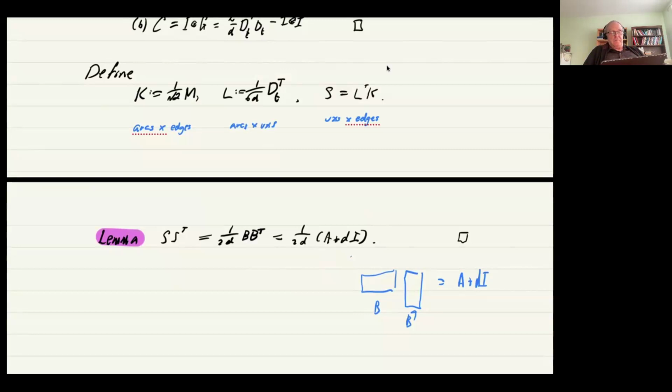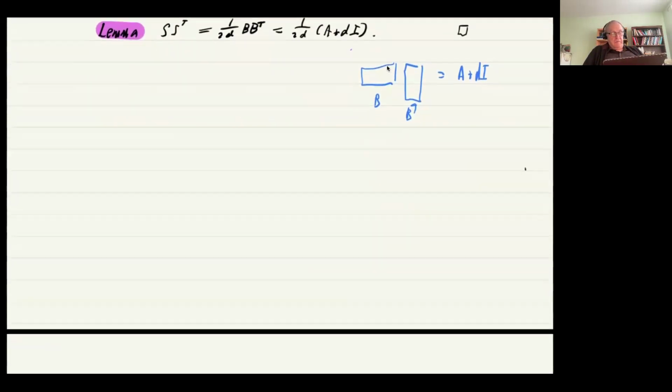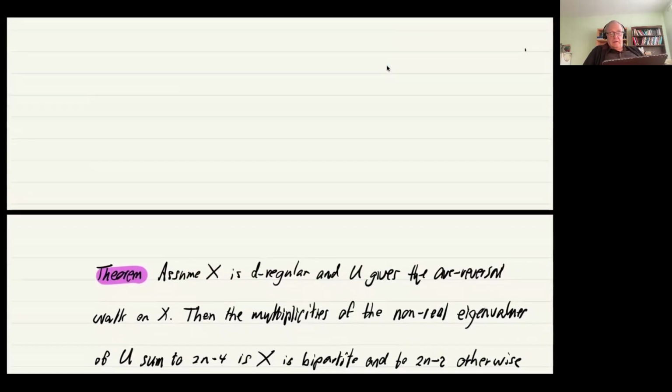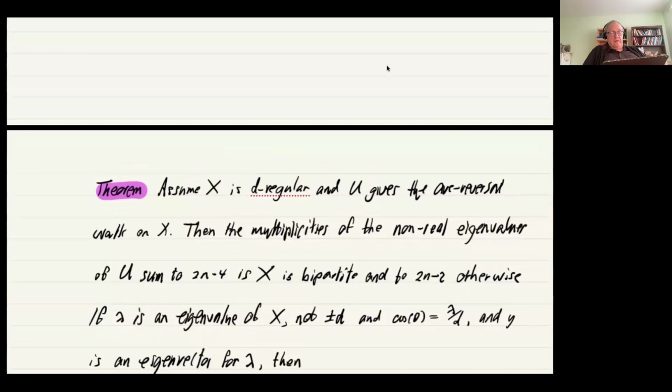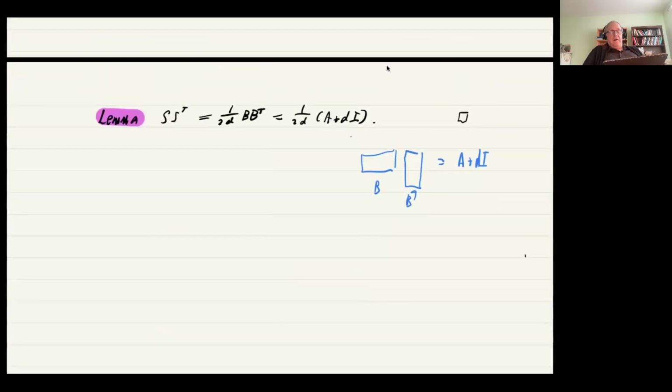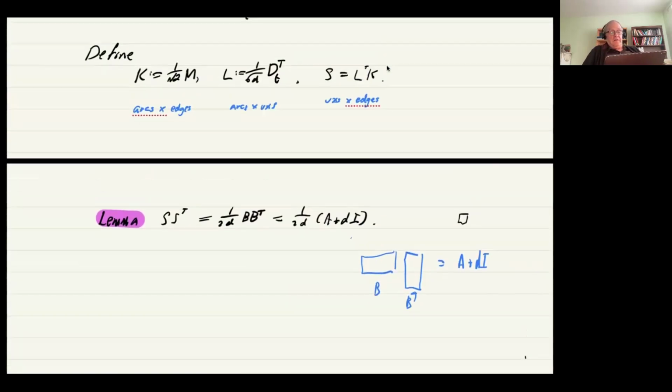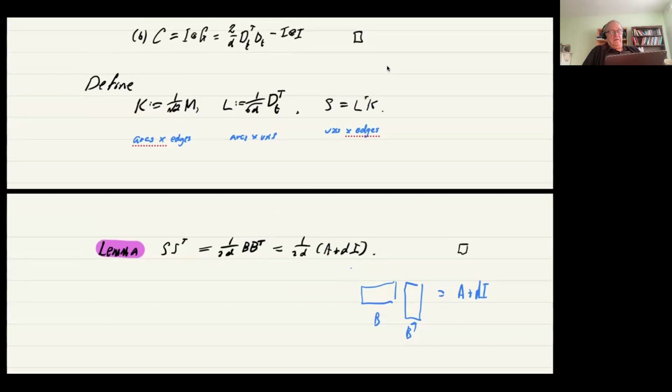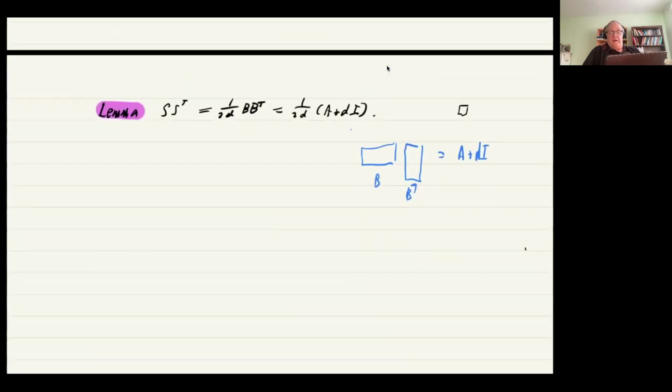Again, the details are in the references. So I don't know if I need to add much to that.